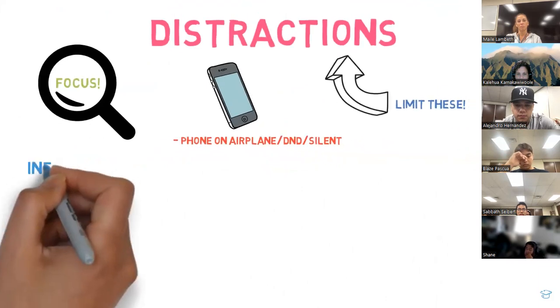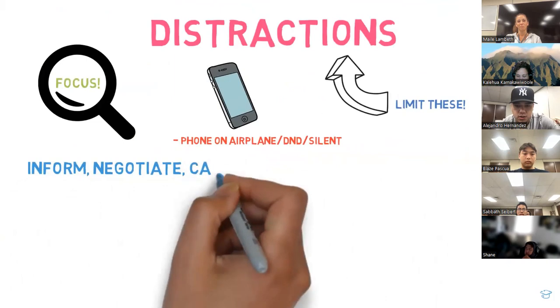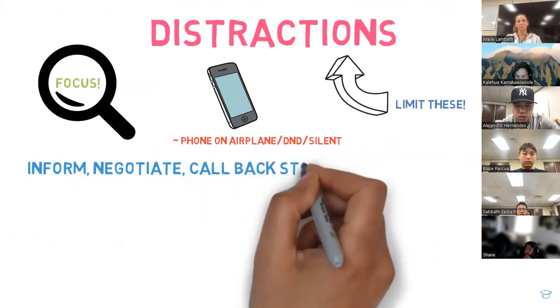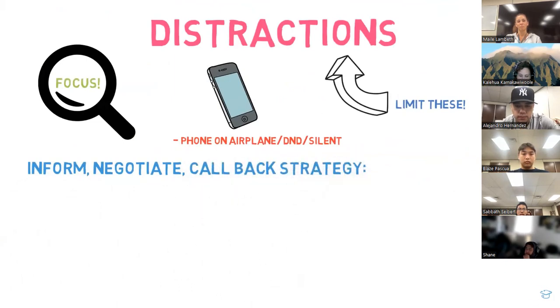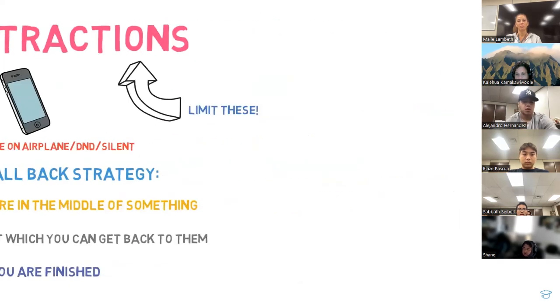If someone else comes knocking for help, use the inform, negotiate, callback strategy, which was suggested by Francesco Cirillo himself. So inform the distracting party that you're in the middle of something, negotiate a time when you can get back to them, and call back when your Pomodoro is complete and you're ready to address their need.